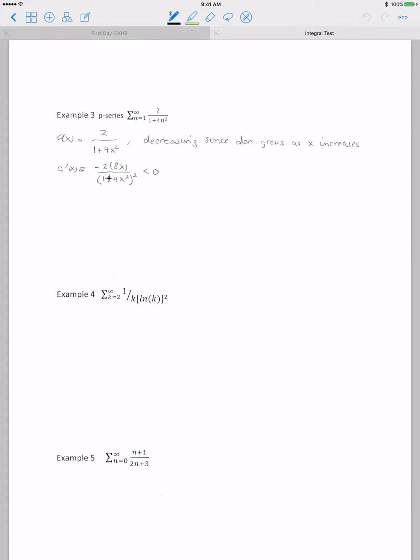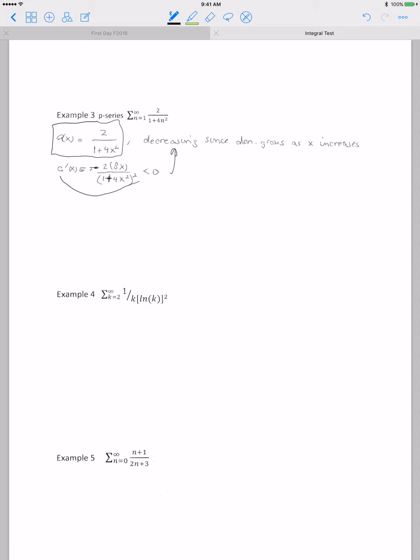First, we need to verify the hypothesis that the integral test is satisfied. If I replace the index n with x, I get this function. And we can say this is decreasing because the denominator is growing and the numerator is fixed. So as the denominator grows, the function values get smaller and smaller. If we take the derivative by using the reciprocal rule or the quotient rule, we see definitively that since the derivative is negative, this is a decreasing function.